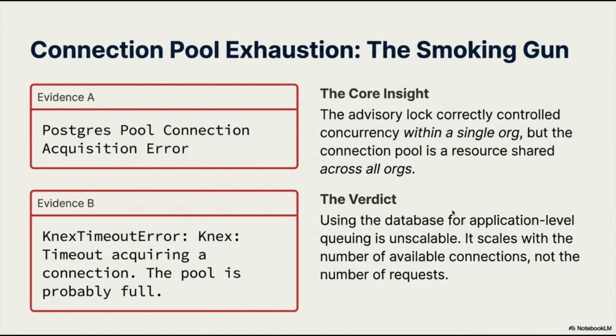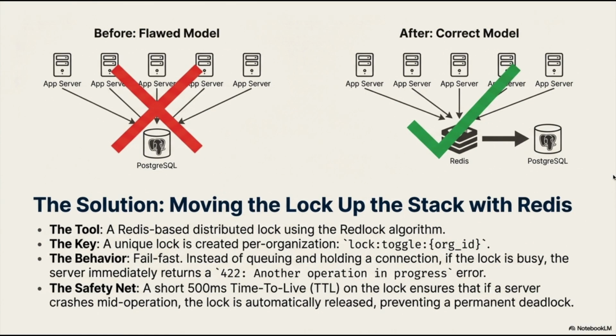The core insight from this approach was that the advisory lock correctly controlled concurrency within a single org, but the connection pool is a shared resource, right? It's shared across all the organizations. So we can't use that, because it impacts every single organization, even unrelated ones. Using the database for application level queuing is very unscalable. It scales with the number of available connections, not with the number of requests. So we had to remove this.